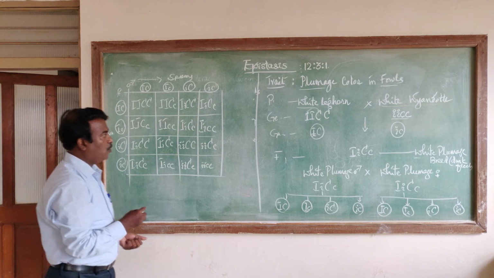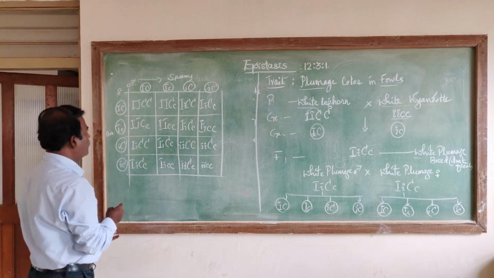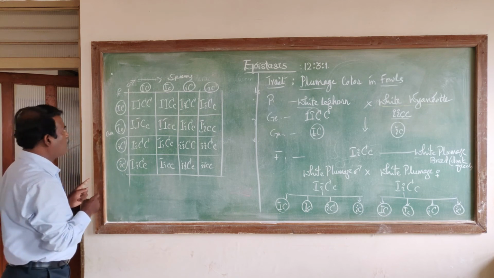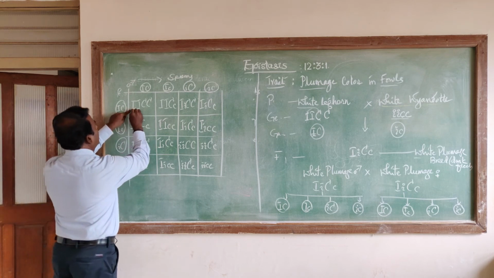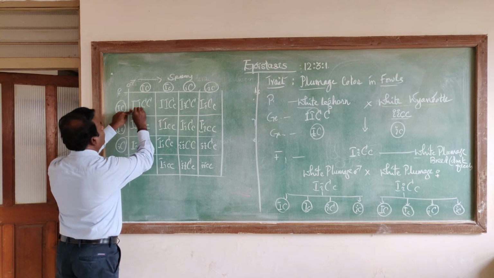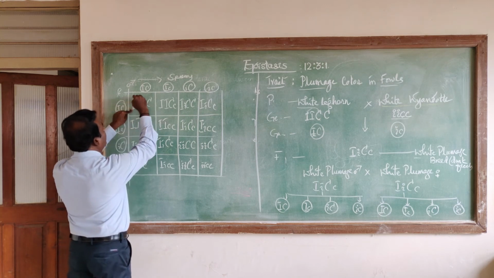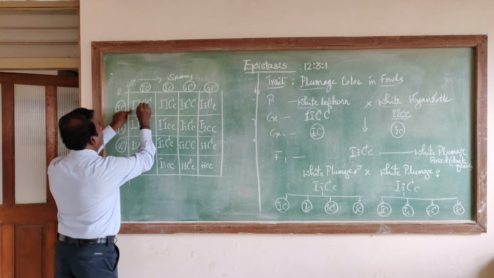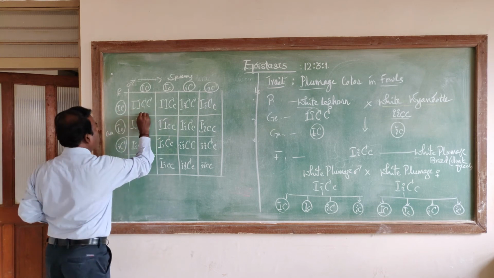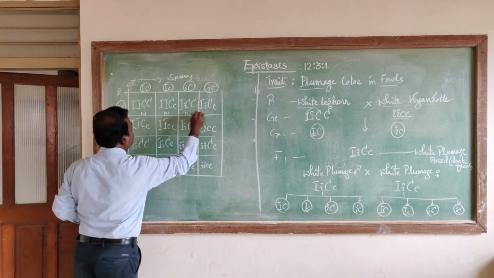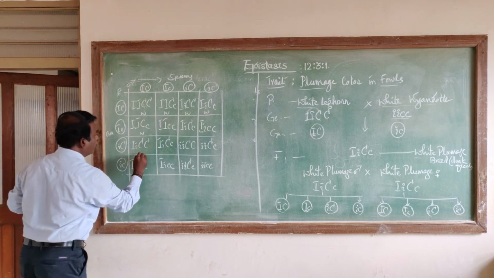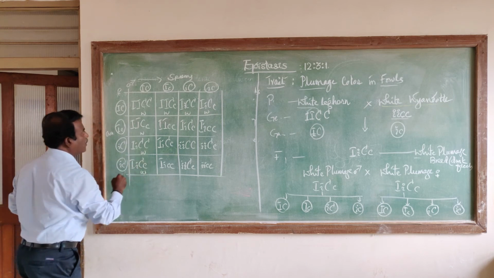What I want to find out is how many colored plumaged fowls we get. Wherever you get a capital I and a capital C, please remember that it becomes white. Why? Because capital I gene inhibits the expression of capital C, so I will write a small w for white. Here is white, this is white, this is white, and this must also be white. The entire first column is white.